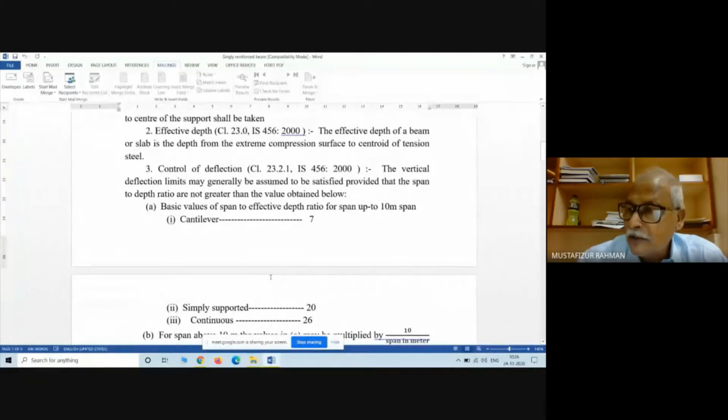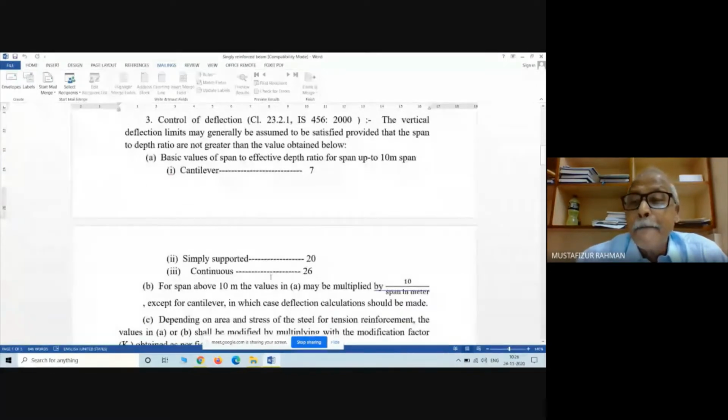For that, these thumb rules are mentioned by IS 456. The effective depth of a beam or slab is the depth from the extreme compression surface to the centroid of the tensile steel. Control of deflection: the practical deflection limits may generally be assumed to be satisfied provided that the span to depth ratios are not greater than the values obtained below. Now, this is the theory of structure.